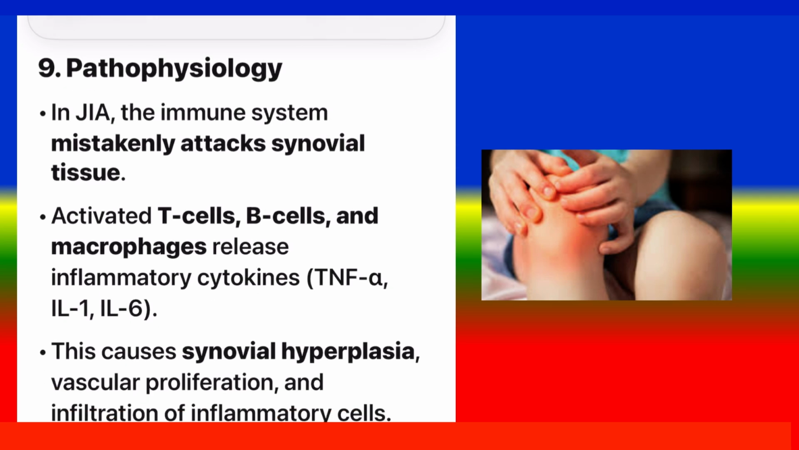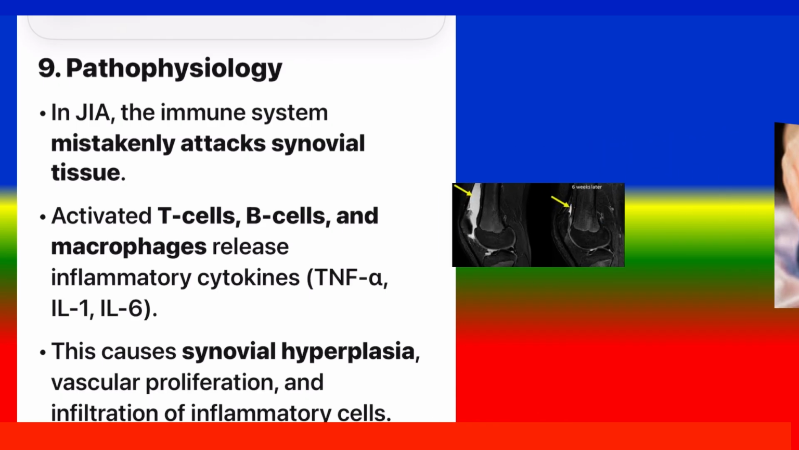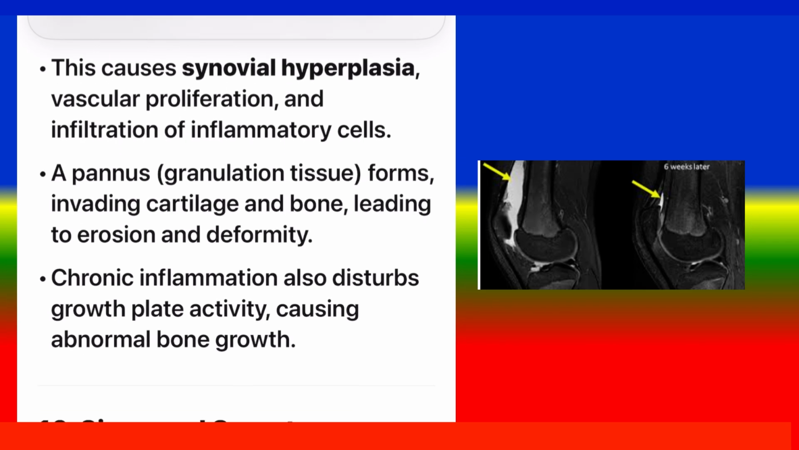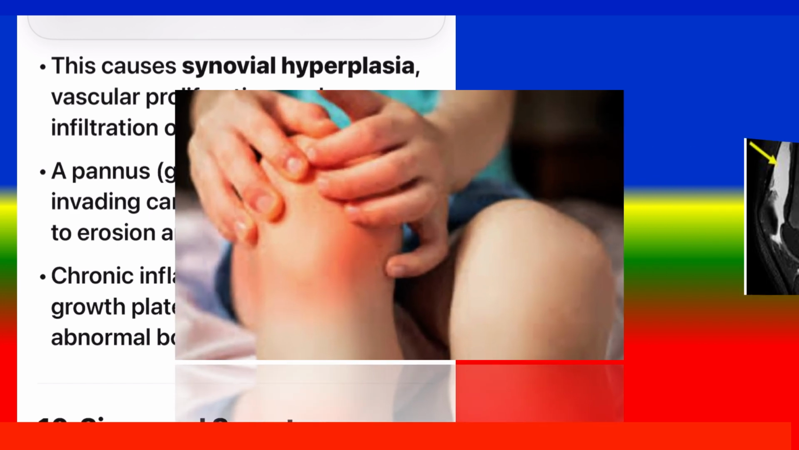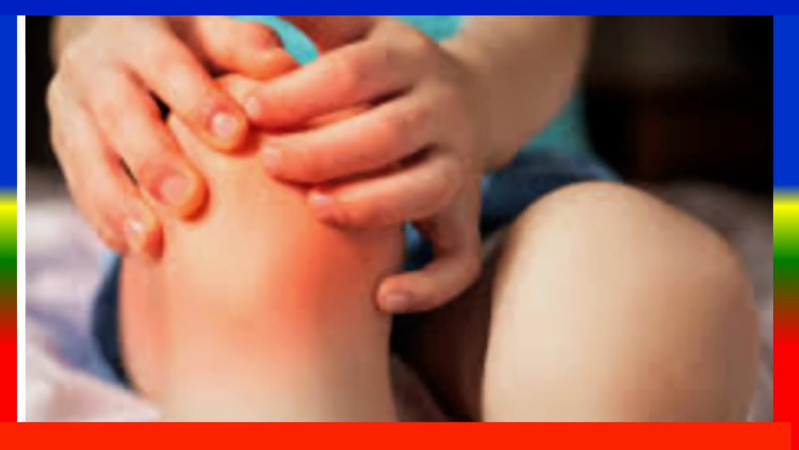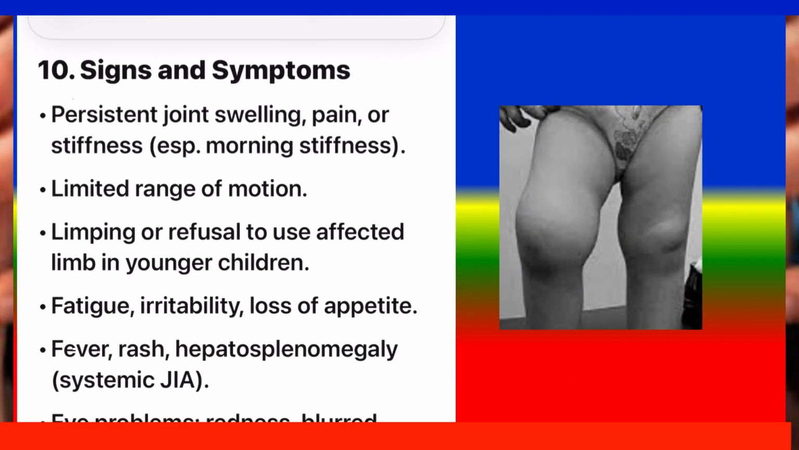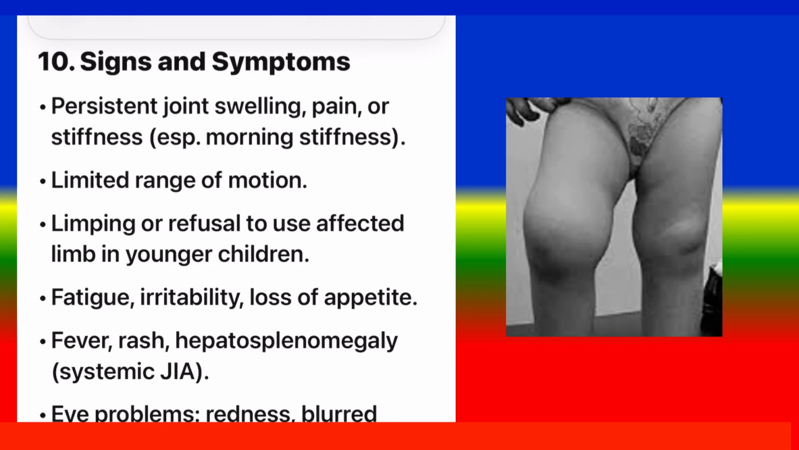Activated T cells, B cells, and macrophages release inflammatory cytokines, TNF-alpha, IL-1, IL-6. This causes synovial hyperplasia, vascular proliferation, and infiltration of inflammatory cells. A pannus, granulation tissue, forms, invading cartilage and bone, leading to erosion and deformity. Chronic inflammation also disturbs growth plate activity, causing abnormal bone growth. 10. Signs and symptoms. Persistent joint swelling, pain, or stiffness, especially morning stiffness.